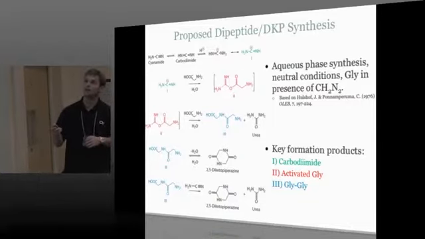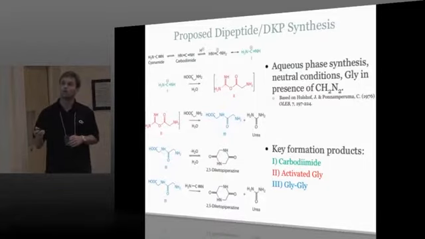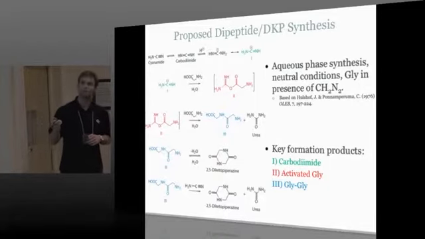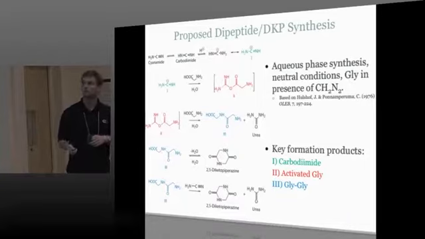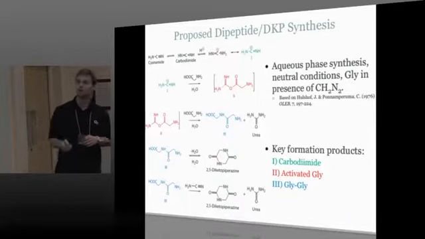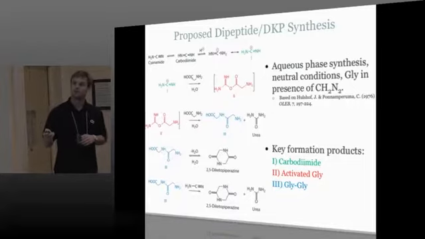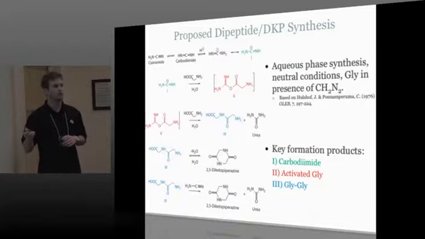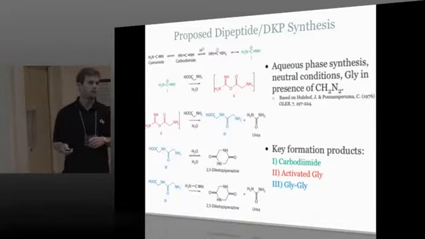This carbodiimide can be protonated, and then when protonated, it can react with an amino acid, like glycine in this case, which would form the activated form of the amino acid. So here would be activated glycine. The activated form of the amino acid can then react with another amino acid to yield your dipeptide.